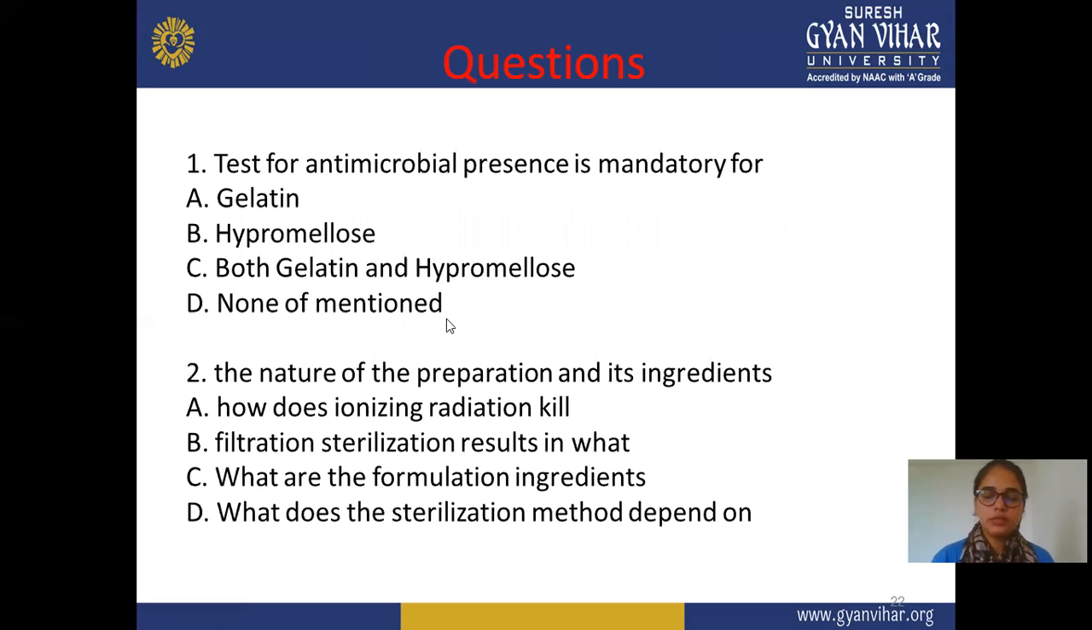Next is the question part, which is based on this topic. First question: test for antimicrobial preservative is mandatory for A, gelatin; B, hypromellose; C, both gelatin and hypromellose; and D, not mentioned. Second question: the nature of preparation and ingredients used. A is how does ionizing radiation kill? B is the filtration and sterilization result in what? C is what are the formulation ingredients, and D is what does the sterilization method depend on?